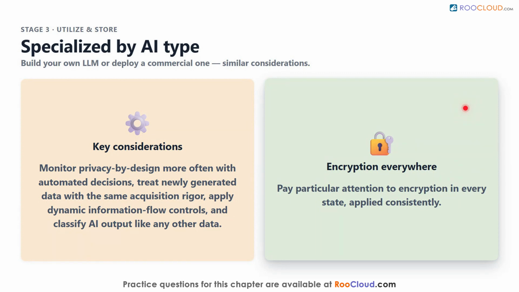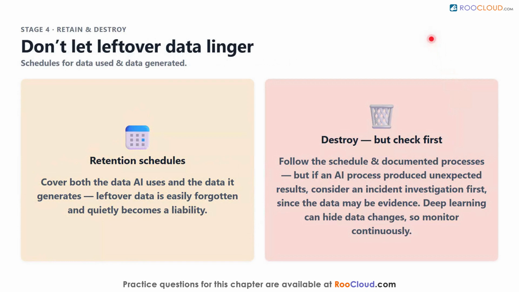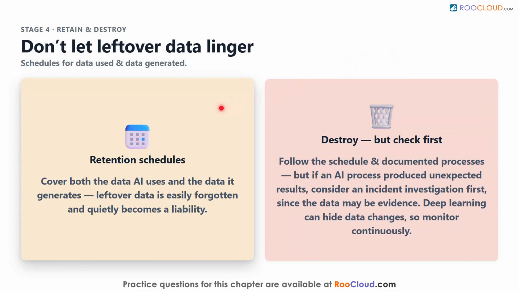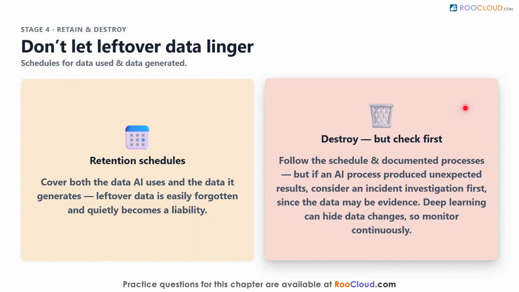The fourth stage is data retention and destruction. Organizations need retention schedules covering both the data used by AI and the data it generates, because leftover data is easily forgotten and quietly becomes a liability. Destruction should follow the retention schedule and the organization's documented processes, but with one caution. If an AI process produced unexpected results, consider whether an incident investigation is needed before destroying anything, since that data may be evidence. A special wrinkle with deep learning is that data creation and deletion are not always transparent at every stage, which makes continuous, higher than usual monitoring essential.